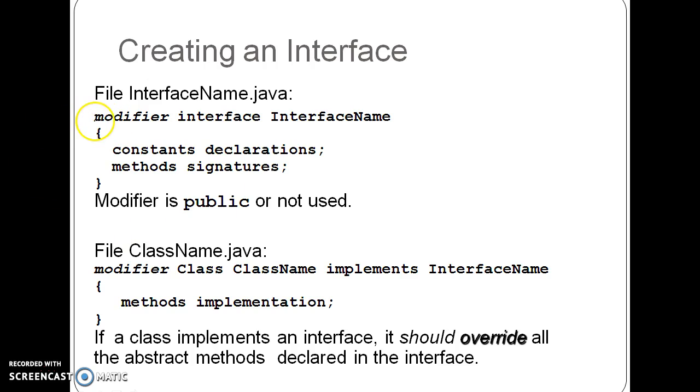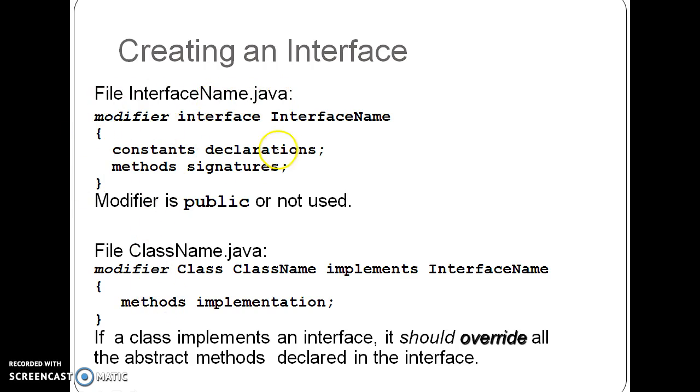So what is this modifier? The modifier is a keyword. Here the modifier used is public, or in most cases it is not used. We use public so that the interface can be accessed from outside the classes. It is followed by interface, which is the keyword used to identify that this is an interface, and then the interface name. This interface name can be any name given by the creator, and the file is usually saved as interfacename.java.